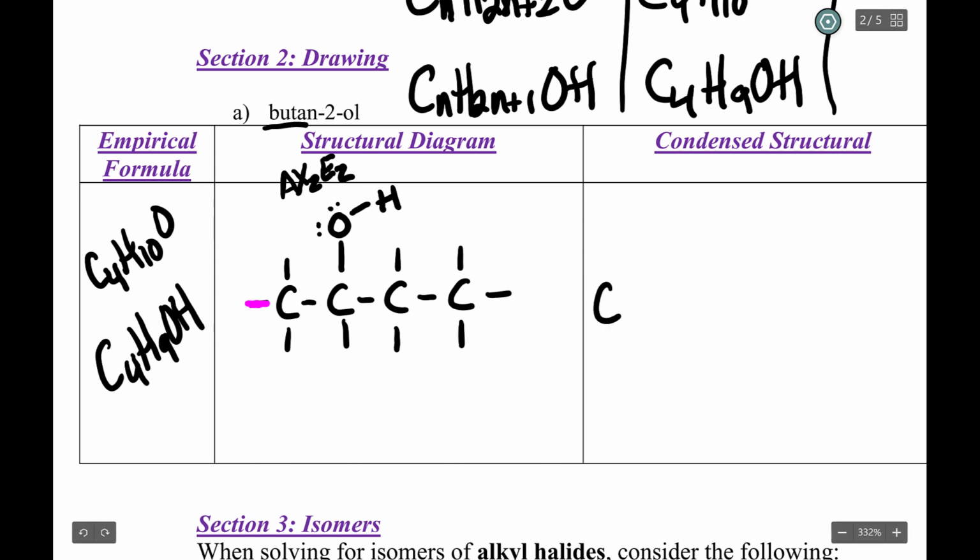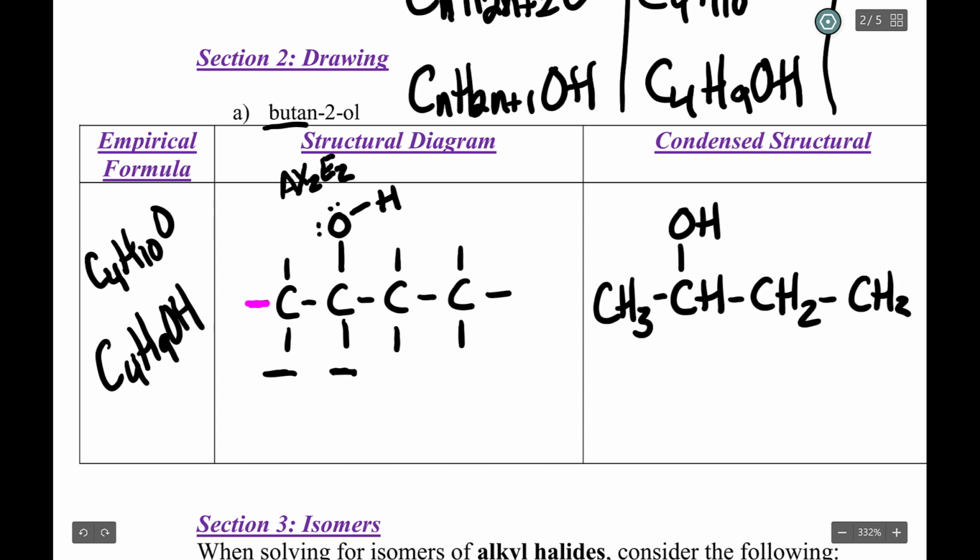So for instance, I start with a CH3, that's that guy there. Then I have a CH, that's this one here. And then off of it, it has an OH group, so I'm going to have those together there. And then another CH2 group followed by a CH3 group. So there we go, butan-2-ol.